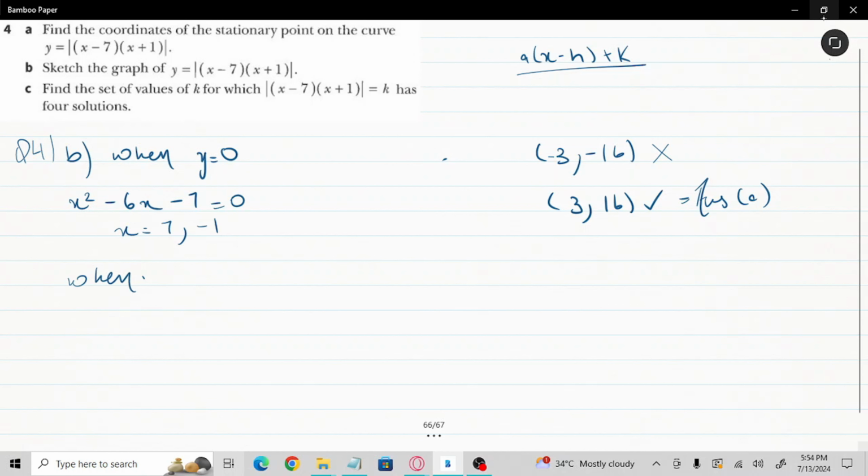Similarly, we do it when x is equal to 0. So when x is equal to 0, y is equal to 0 minus 0 minus 7, so y is equal to negative 7. Again, this is a modulus graph, so this point will turn into (0, positive 7). Negative 7 will become positive 7.